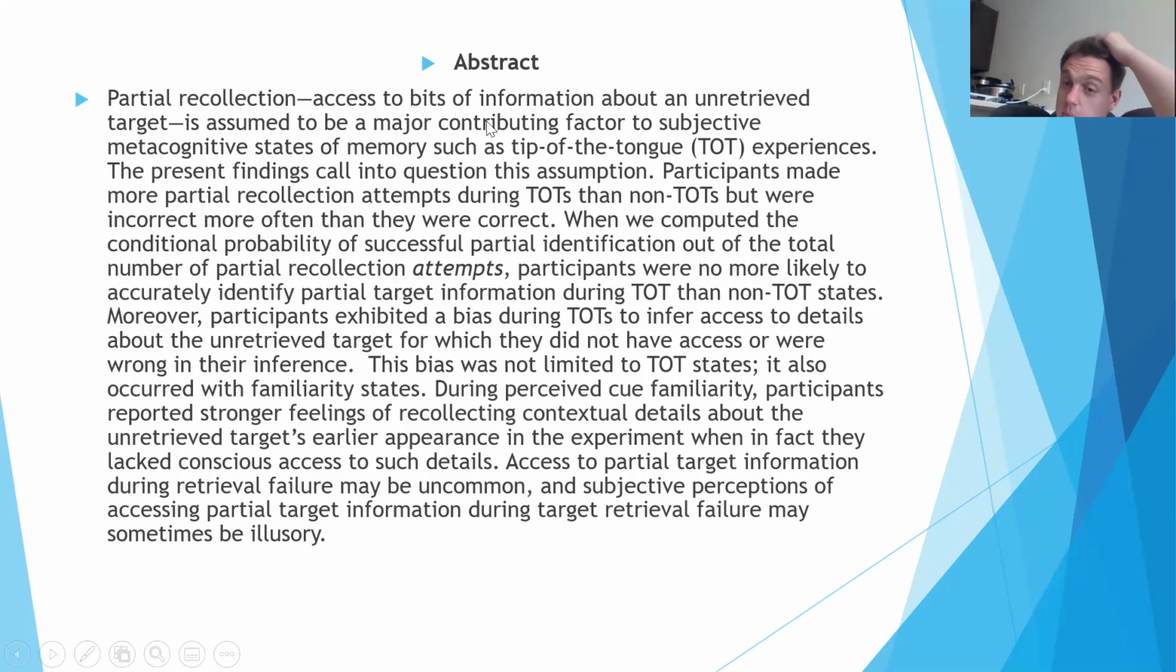Well, people have assumed that when you have a TOT state, it's because you can, say, remember just the first letter of the word. But we're suggesting that that's not actually true. It's just because people guess more when they're in a TOT state. So when we compared relative to number of attempts, people were not more accurate.